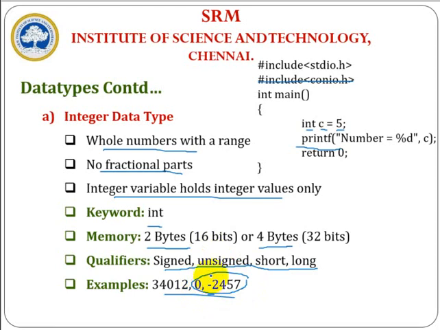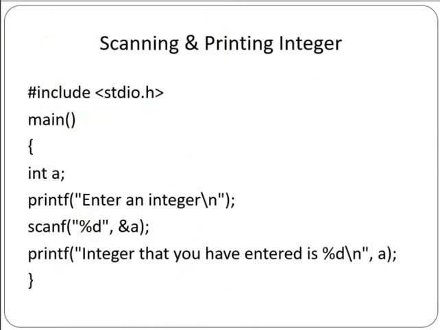0 can be permitted, not the negative. Okay. So you will have only the positive numbers. Hope you can understand the integer data type. Now we will move on to the other program.